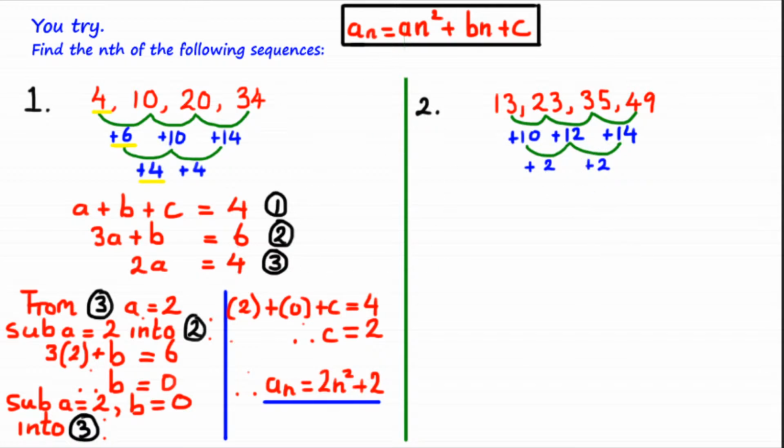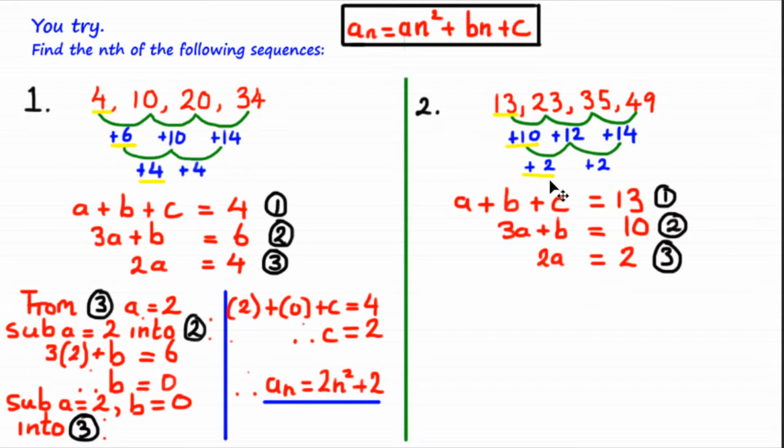So that means that a plus b plus c is going to be equal to the first term of the original sequence. 3a plus b is going to be equal to the first term of the first difference. And 2a is going to be equal to the first term of the second difference. It's a very wordy thing to explain, but hopefully you can digest it, and things will be a lot easier for you to do going forward. So now let's solve these equations.